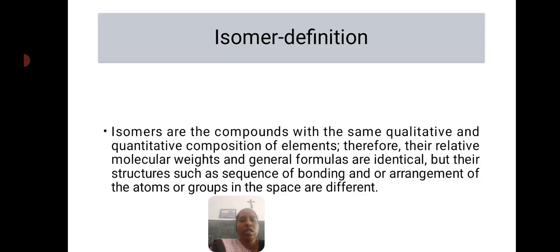The definition for isomerism: isomers are compounds with the same qualitative and quantitative composition of elements. Therefore, their relative molecular weights and general formulas are identical, but their structures, such as the sequence of bonding and the arrangement of atoms or groups in space, are totally different.